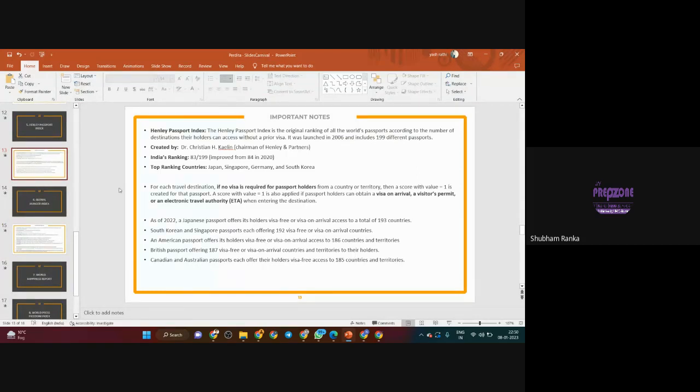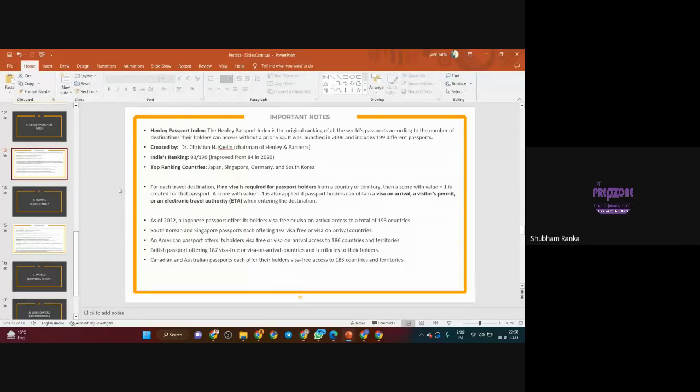Why is it important? So rightly mentioned, Henley Passport Index is the original ranking of all the world's passports according to the number of destinations their holders can access without a prior visa. It was launched in 2006 only and includes all the 199 different passports. Why it has all the countries is because it just needs the data points that it gets from the airport regulatory offices internationally. So that is why all the data comes in. It is created by the chairman of Henley and Partners.